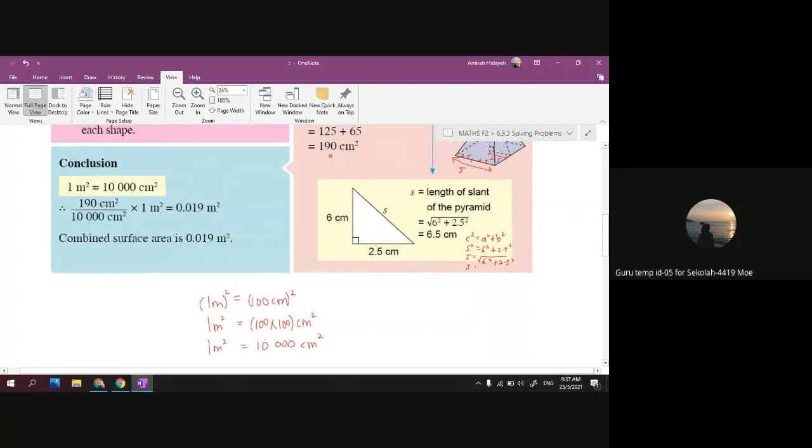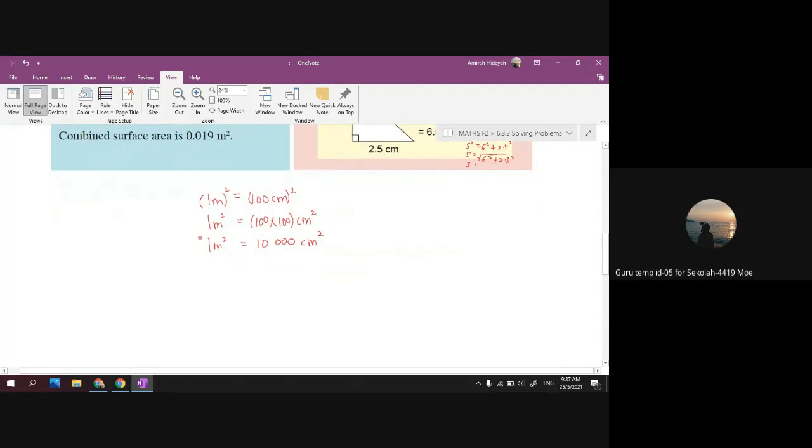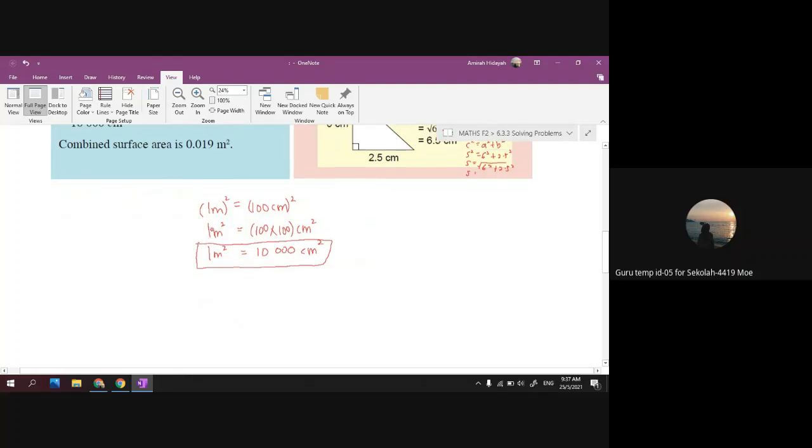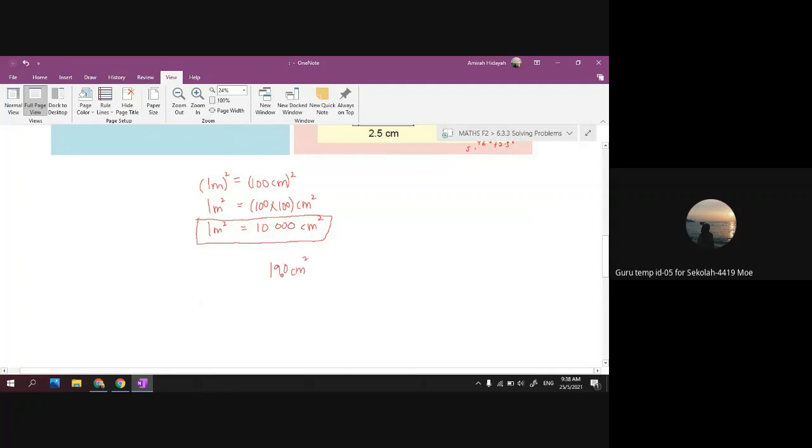So kita nak convert 190 centimeter square. So use this as the reference to convert. Nak convert berapa tadi? 190 centimeter square. So since centimeter square is on the right side, so right, centimeter square yang ni 190 centimeter square ni on the right side as well. So 190 centimeter square berapa meter square? So kamu cross multiply saja.